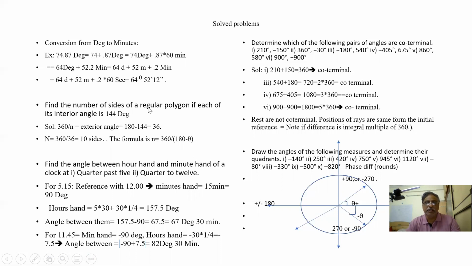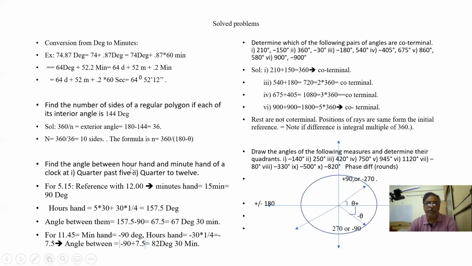Now let us understand the regular polygon. Suppose we find the number of sides of a regular polygon whose interior angle is 144. What is the formula for a regular polygon? 360 by exterior angle. The exterior angle is 180 minus interior angle. That is 180 minus 144, 36. So the number of sides is 10. So we should have this ready. In further lessons we will use this formula to find the degrees. So 360 by the exterior angle, where the exterior angle is 180 minus the interior angle.